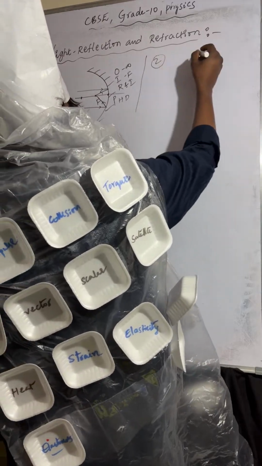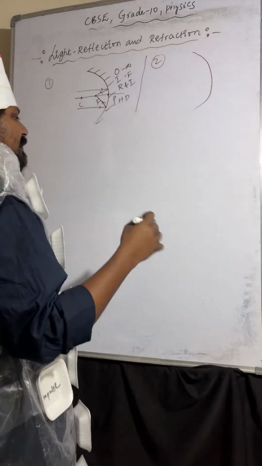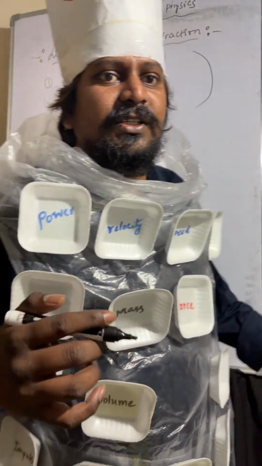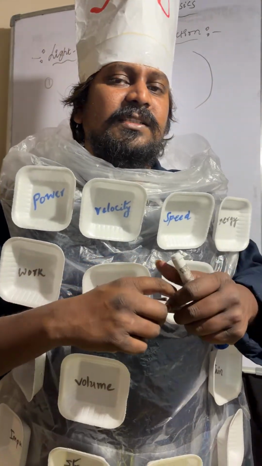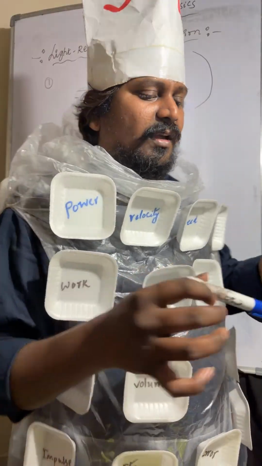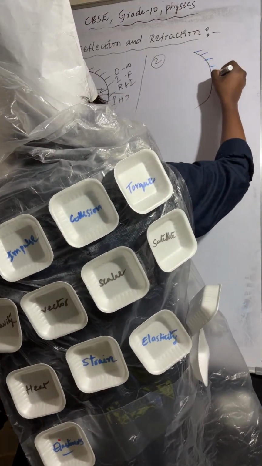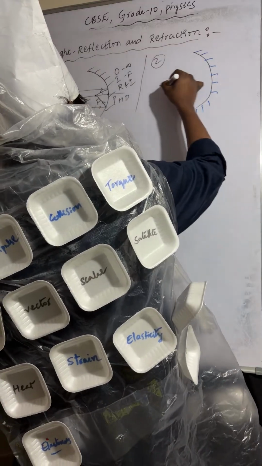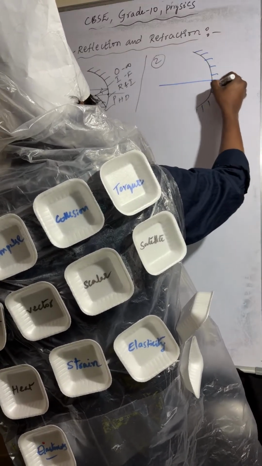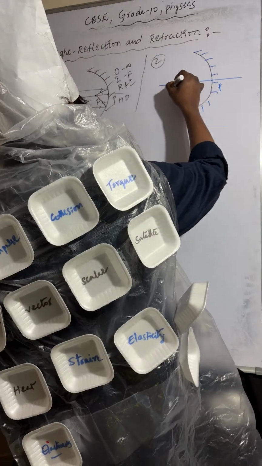Coming to point number 2. The object is placed beyond center of curvature. Here you need to understand one thing. If the object is placed beyond center of curvature, here I am taking the pole, focus, center of curvature.